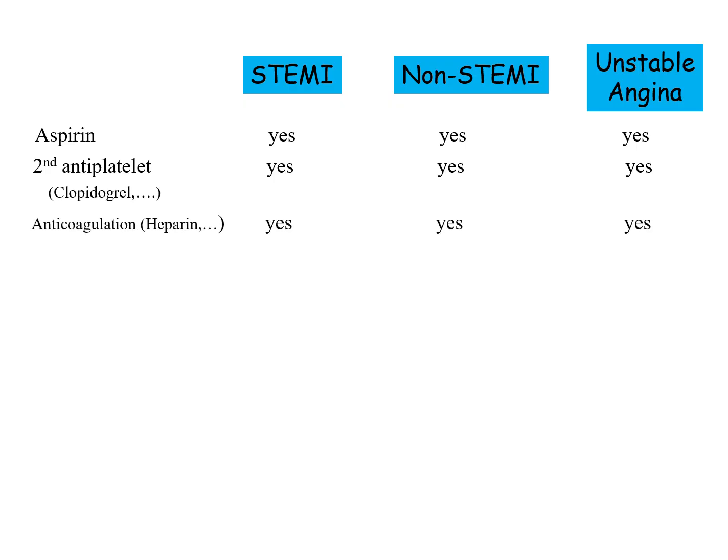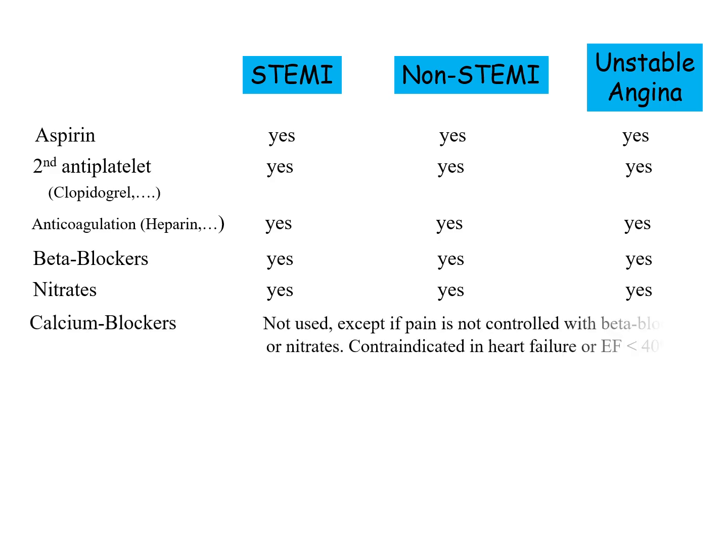Let's go over now the treatments that are offered to patients with acute coronary syndrome. All patients should be receiving aspirin, whether STEMI, non-STEMI, or unstable angina. All patients should receive a second and more potent antiplatelet drug, such as clopidogrel or the other medications that I showed you earlier. They all should receive an anticoagulant, such as heparin or low molecular weight heparin. They all receive a beta blocker as an anti-ischemic medication. They all receive nitrates as well, also as anti-ischemic medications.